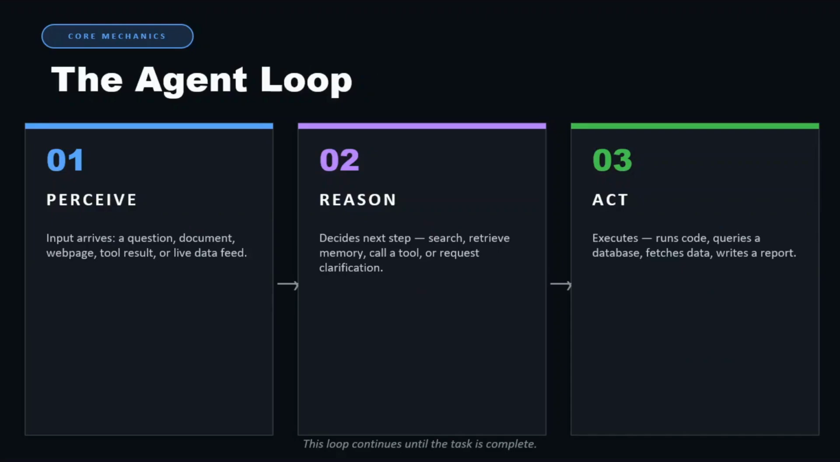Now, let's look at the agent loop in more detail. First, the agent perceives an input. This might be a question, a document, a web page, or even a live data feed. Second, it reasons about the best next step. Should it search the web, retrieve memory, call a tool, or ask the user for clarification? And third, it acts, running code, fetching data, writing a summary, or updating memory. This loop continues until the agent completes the task. It's dynamic, adaptive, and goal-driven.